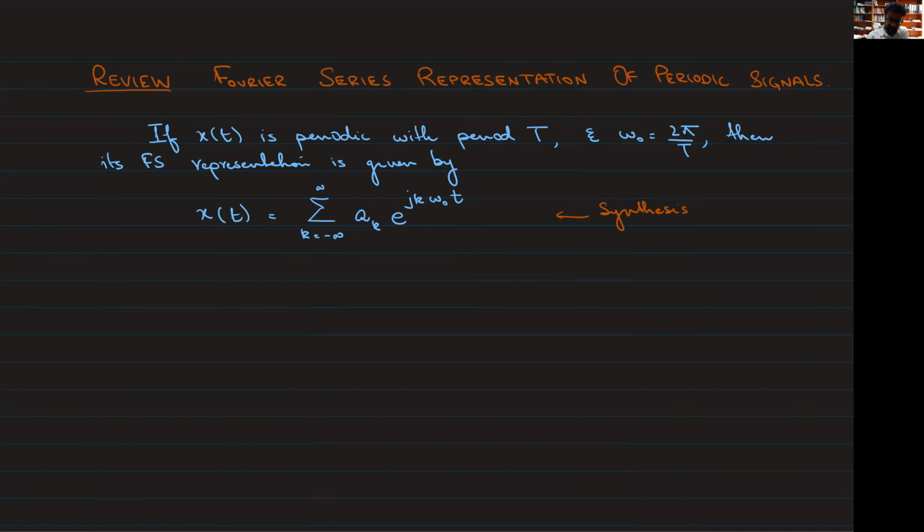Now, what was the analysis expression? Analysis was if you were to find these a ks, which are called the Fourier series coefficients, they are equal to 1 upon T integral over T of x of t times e raised to power minus j k omega naught t times dt. And this is called the analysis. This allows us to compute these Fourier series coefficients, the a ks, for all integer values of k.